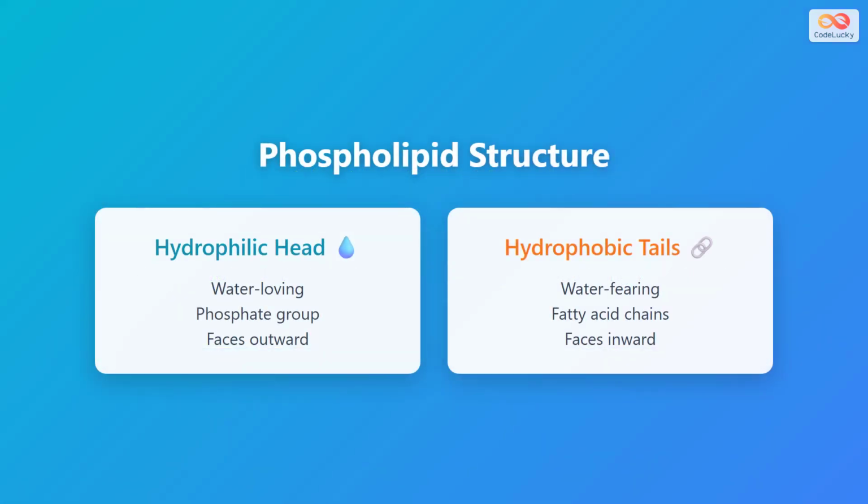To understand how the cell membrane works, we need to look at its building blocks, phospholipids. Each phospholipid molecule has two distinct parts with opposite properties. The head is hydrophilic, which means water-loving. It contains a phosphate group and is attracted to water. The tails are hydrophobic, meaning water-fearing. These are fatty acid chains that repel water. This unique structure is the key to how the membrane forms and functions.